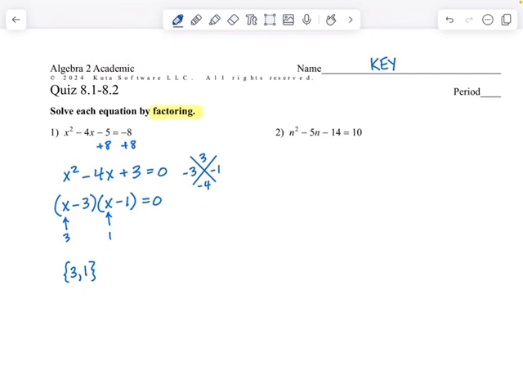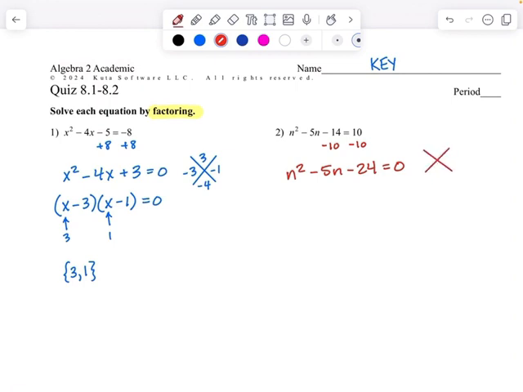Repeating the same steps over here on number 2. My first step is to move the 10 over to the left-hand side. Here, I'm going to accomplish that by subtracting 10 from both sides, leaving me with n squared minus 5n minus 24 equals 0. Factoring the left-hand side, I need two numbers that multiply to negative 24 but add to negative 5. Those two numbers are negative 8 and positive 3.